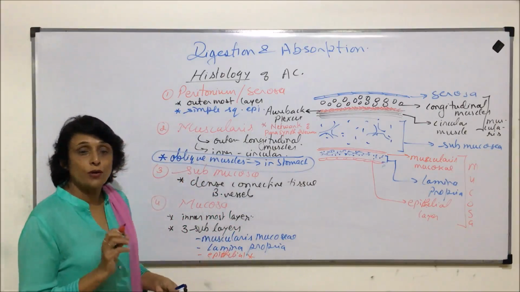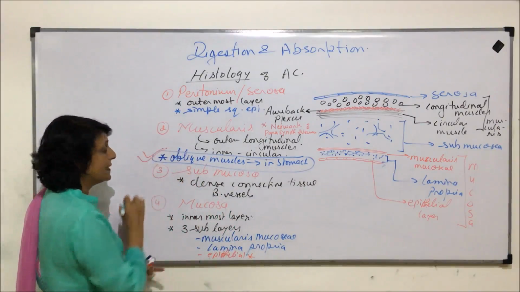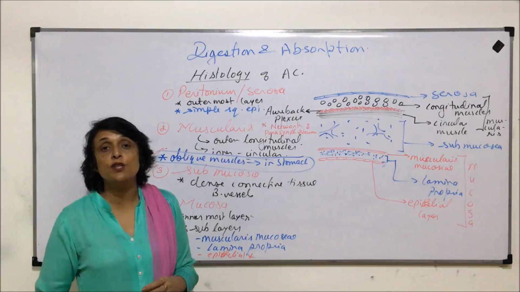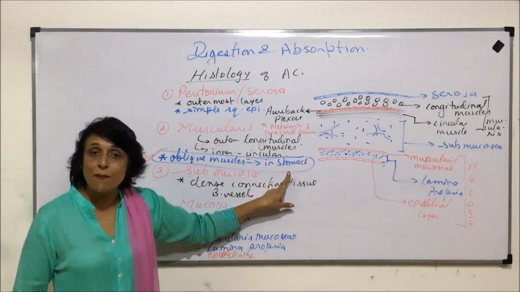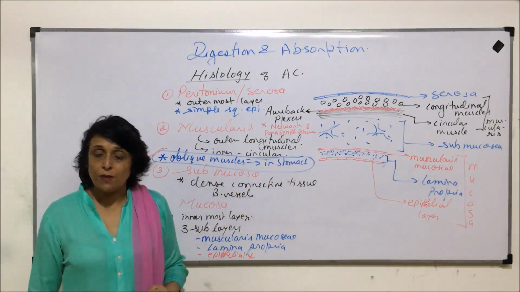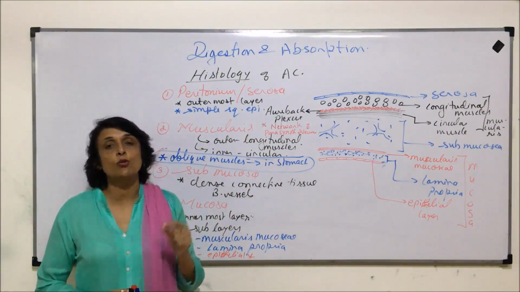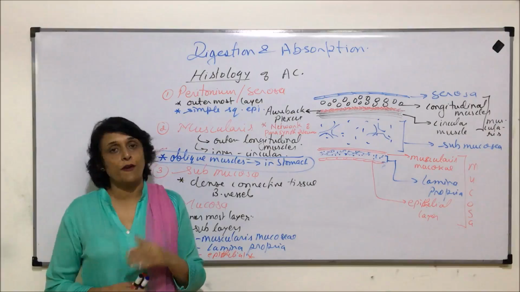The most important thing that we have to remember is that there is an additional type of muscle which is seen in case of stomach, and that is oblique muscle. And now in the next section we will start with the actual structures, that is esophagus first.